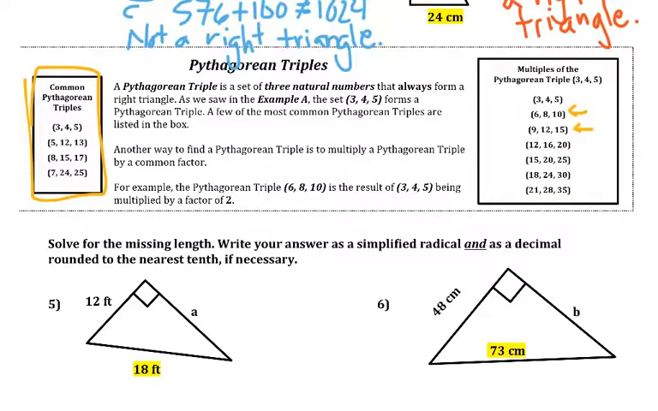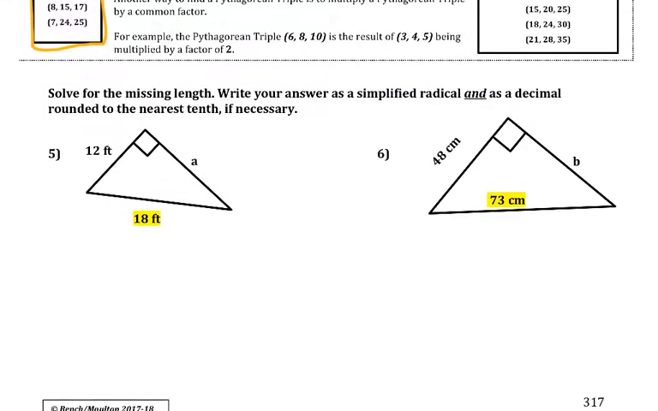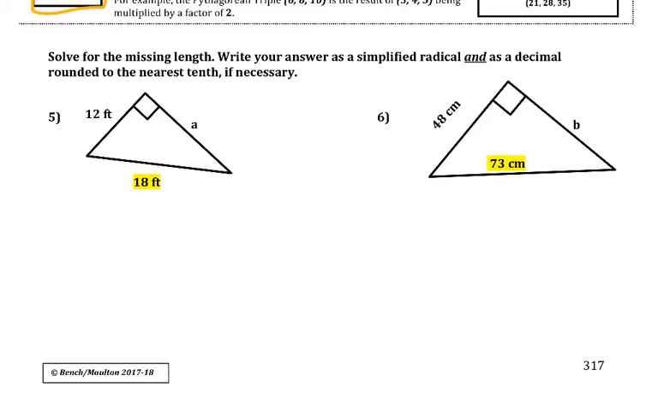Okay, but what we need to do is make sure we remember how to use the Pythagorean theorem. So here for 5 and 6, we're going to solve for the missing length. We're going to write our answer as a simplified radical and as a decimal rounded to the nearest tenth if necessary. So the first thing we got to do, when we're looking at our right triangles, is decide which side length is the hypotenuse.